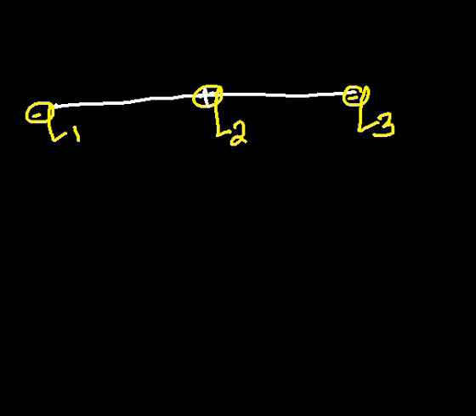So let's say the distance between the 2 charges, charge 1 as well as charge 2, is given as A, and the distance between charge 2 as well as charge 3 is given as B.